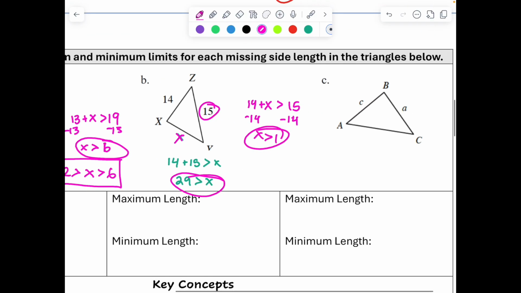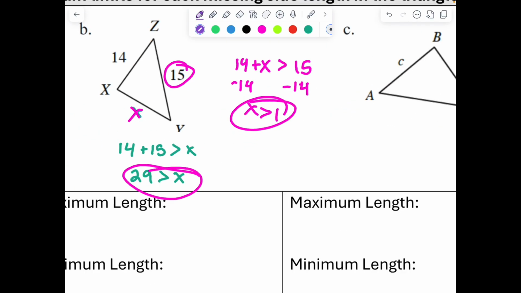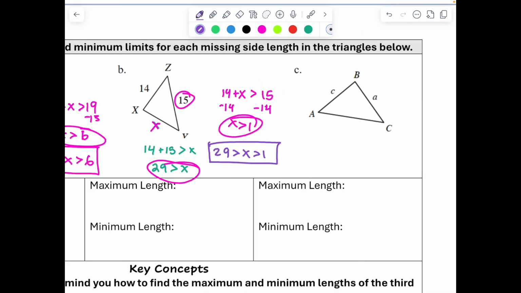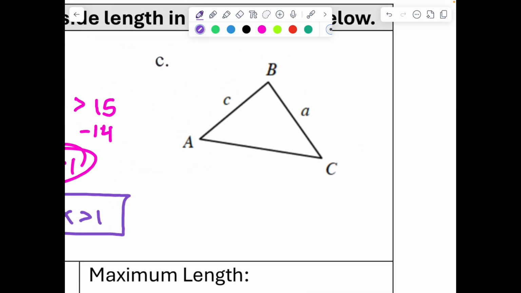So here are our limits for what the sides of this triangle could be. X has to be greater than 1, but less than 29. It has to be in between those two.